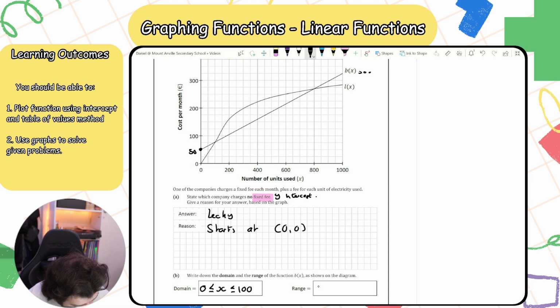So my range is between 50 and 300, right? So my actual y values. Here they are. That is the range of Buzz.